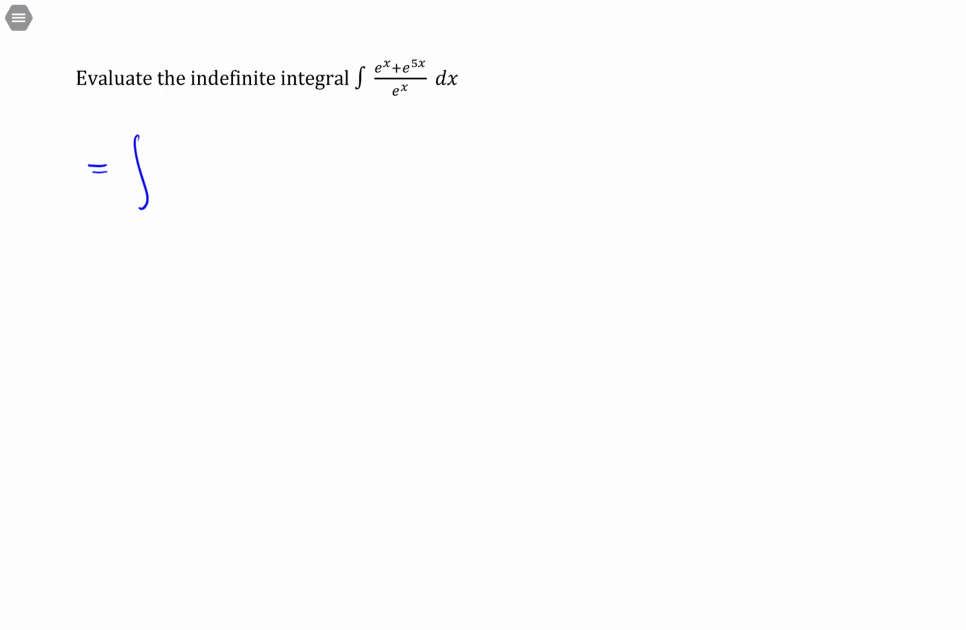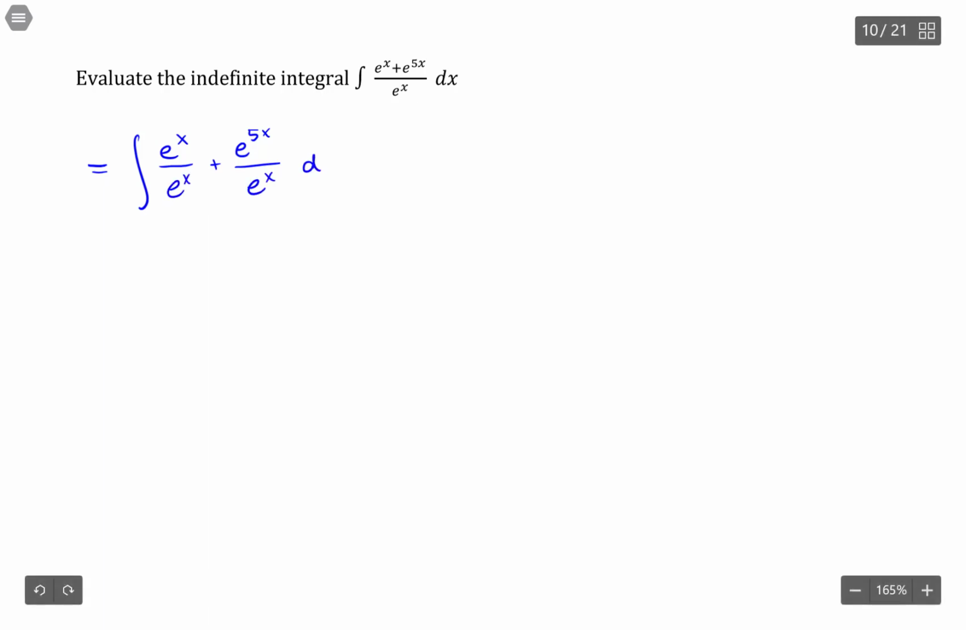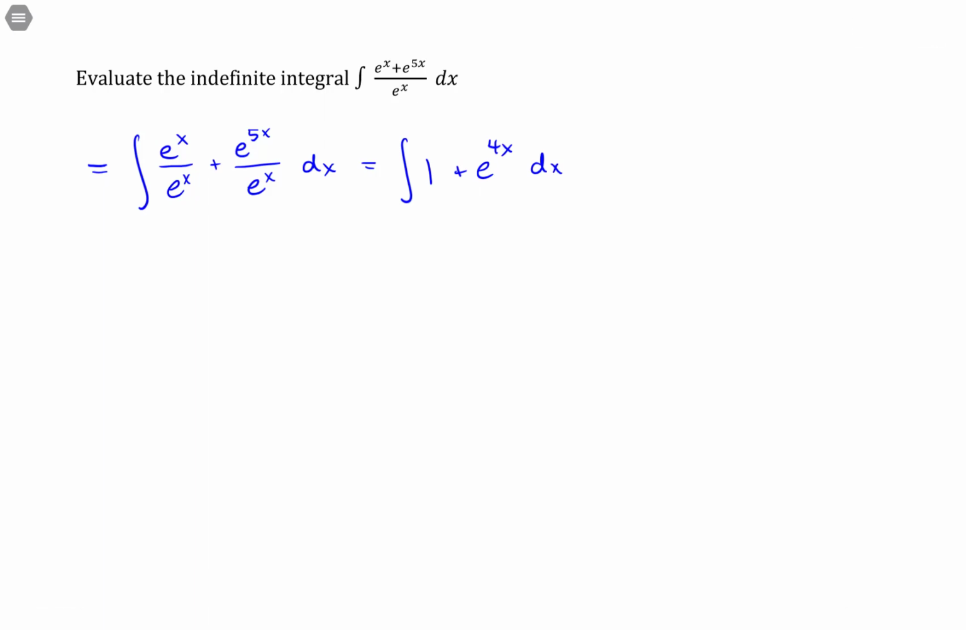So if you have a sum or difference of terms in a numerator, and you have just a single term in a denominator, you can split that up into separate fractions and simplify. So in this case, e^x over e^x is just 1. e^(5x) over e^x would be e^(4x). And if you're unsure as to why that is, go off to the side and figure it out.